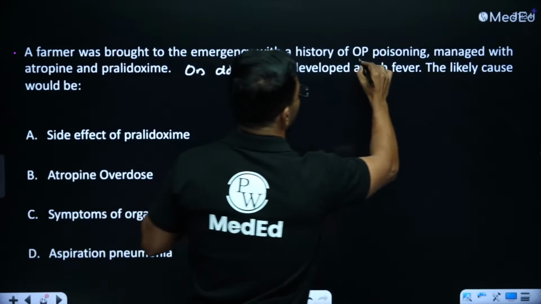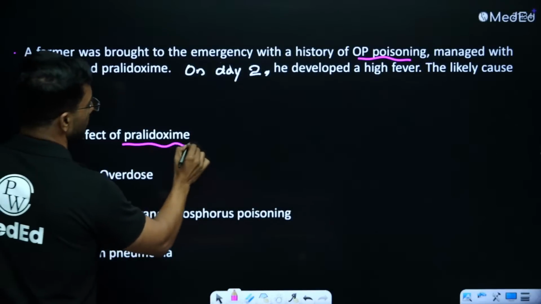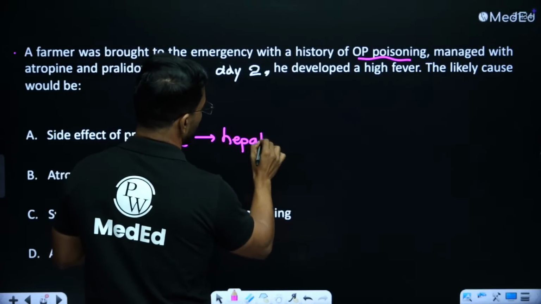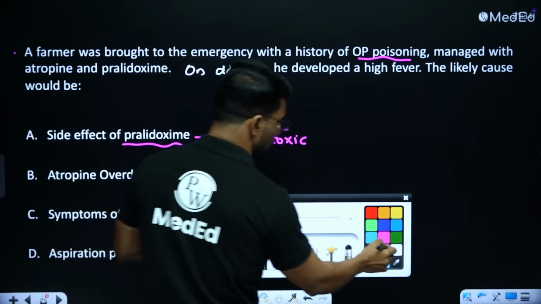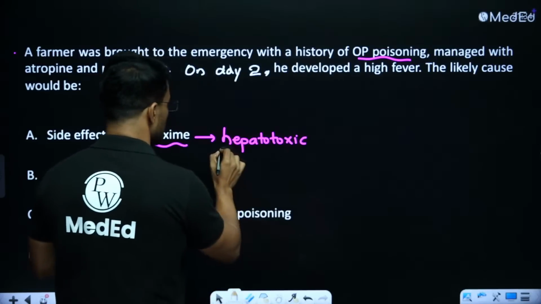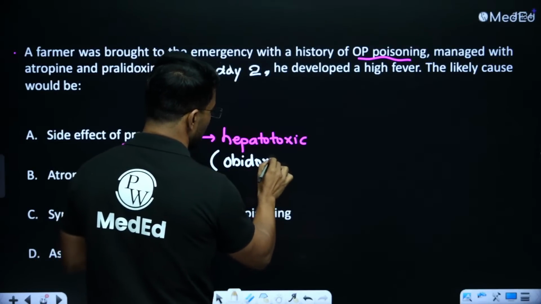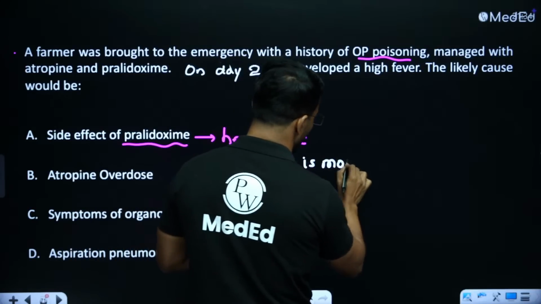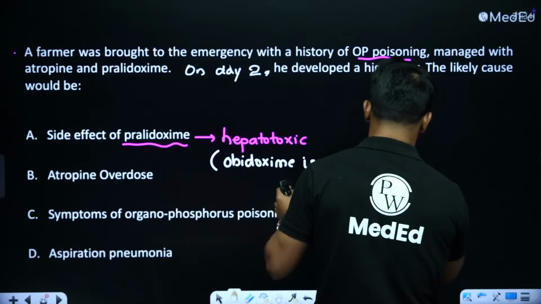So can any of these drugs cause the side effect? The side effect of pralidoxime mainly is that it is hepatotoxic. And there is one more similar drug to pralidoxime, which is obidoxime. Obidoxime is more hepatotoxic than pralidoxime.